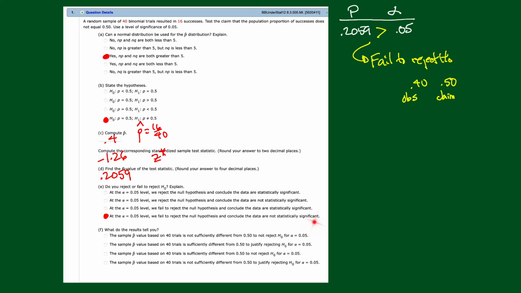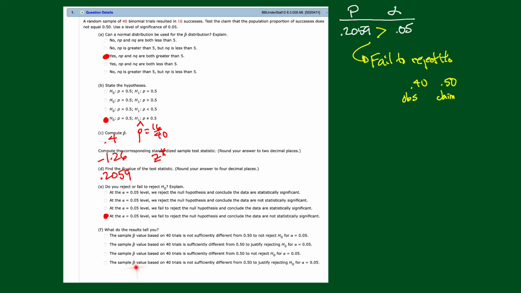So which one of these is down here? It says, I guess I have to read them all. The sample p hat, all right, that's the 0.40 based on 40 trials, is not sufficiently different from 50% to not reject. Wow, that's a lot of negatives in there. Okay, I better keep reading that. I'm not sure I understand what they're saying. 40% based on 40 trials is sufficiently different. Well, that's not true. We're saying it's not sufficiently different. So forget these two down here. Go to the last one.